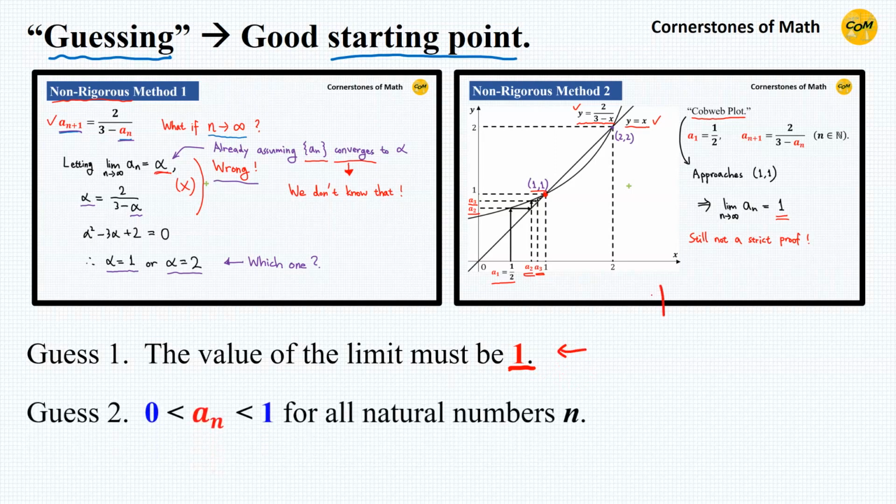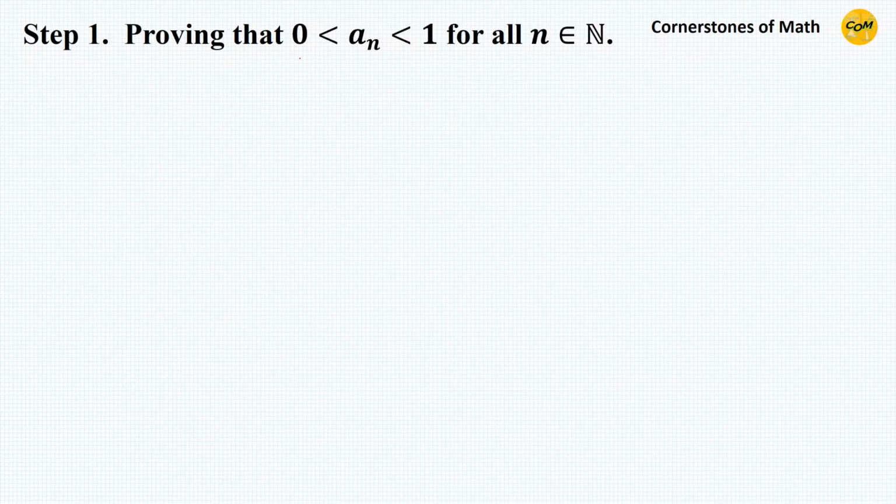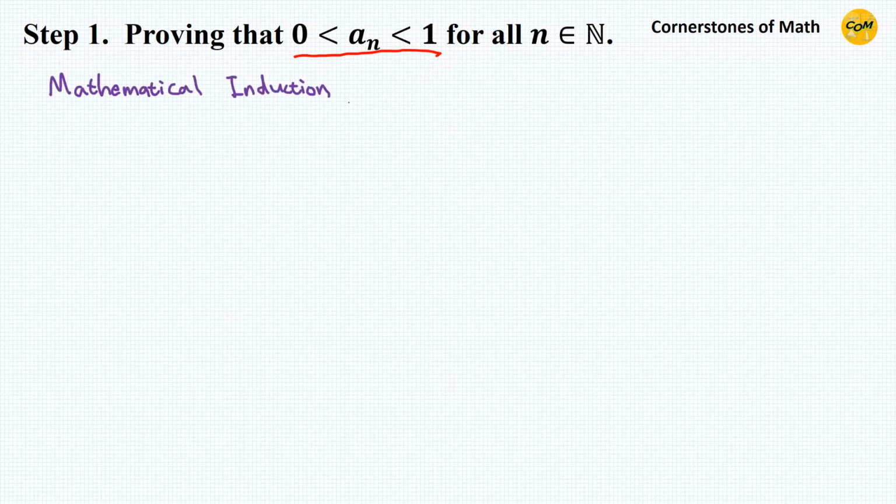So let's keep this value in mind. Second, especially from the graph method, it seems that a_n is greater than 0 and less than 1 for all natural numbers n. So let us start by mathematically proving this second guess. So in the first step, we prove that a_n is greater than 0 and less than 1 for all natural numbers n. Here we use mathematical induction. The base case for n equals 1 is obvious since a_1 is given as 1/2.